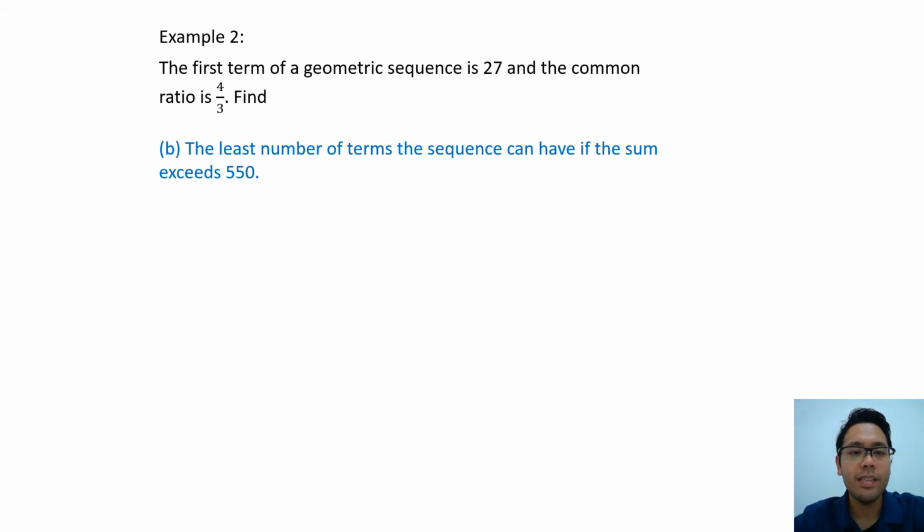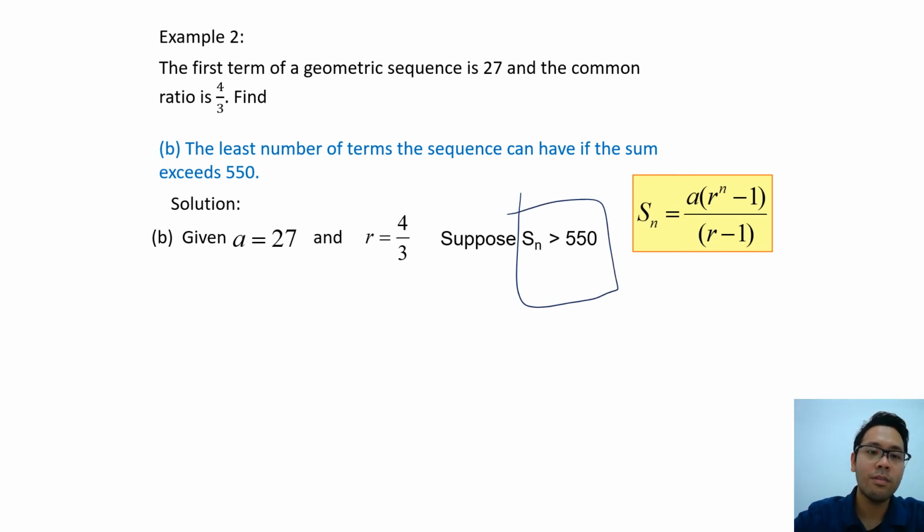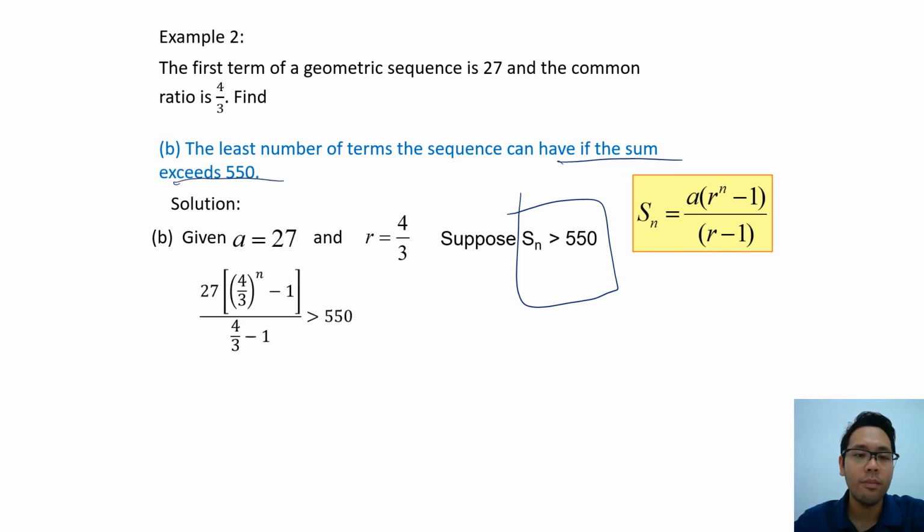Okay, for the second one, the least number of terms the sequence can have such that the sum exceeds 550. This is quite a common exam question, so please listen very carefully. From the first part, we know that a is 27, r is 4/3. Suppose Sn is more than 550. You need to write this one first, Sn is more than 550, because it says the sum exceeds 550.